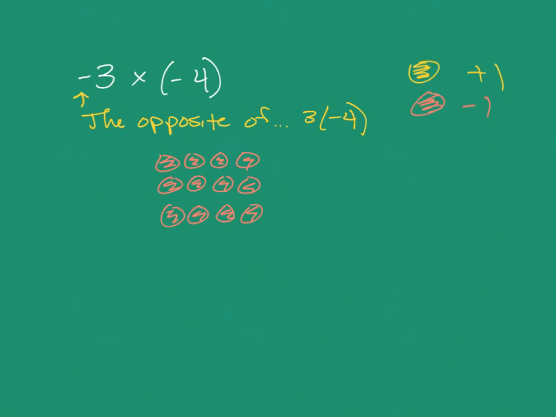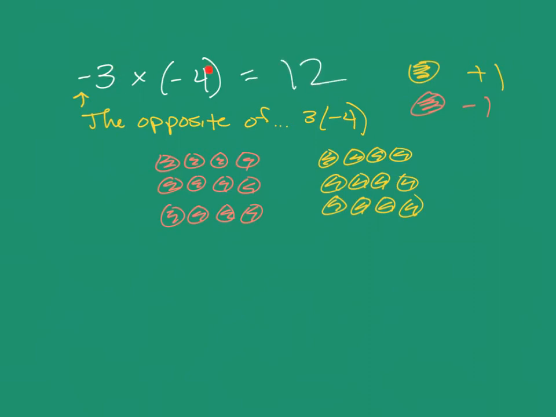So let's use that opposite of scenario again. The opposite of, meaning this guy. So the opposite of 3 times negative 4. Well, I'm going to go ahead and do 3 negative 4s. Negative 4, negative 4, and negative 4 added together 3 times, and I get this. But this little negative here is going to make me do the opposite of that. Well, the opposite of that is going to look like this. Opposite of 3 negative 4s is 3 positive 4s. So your answer to negative 3 times negative 4 is positive 12.